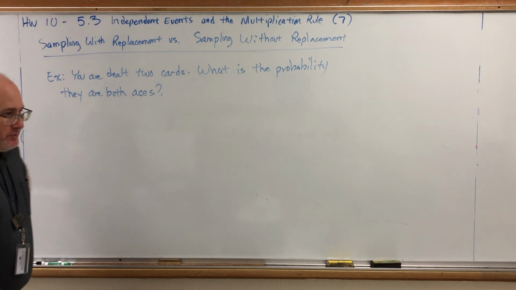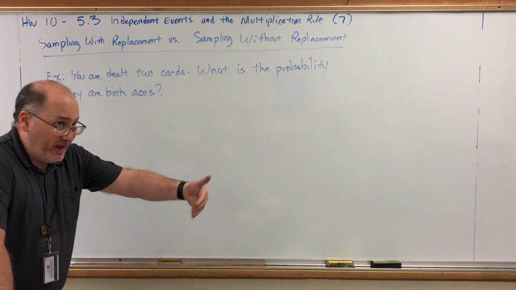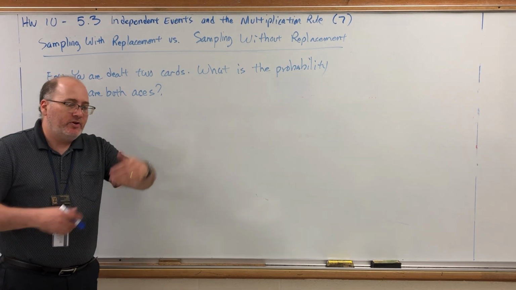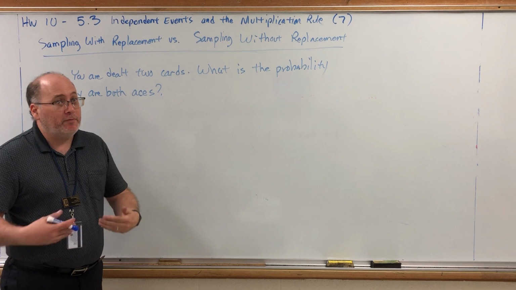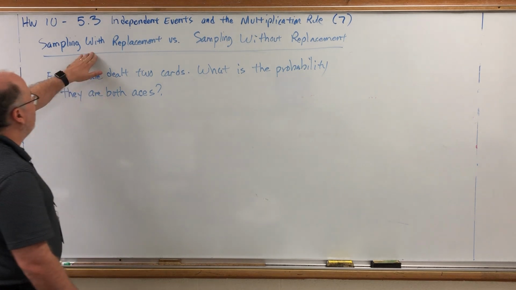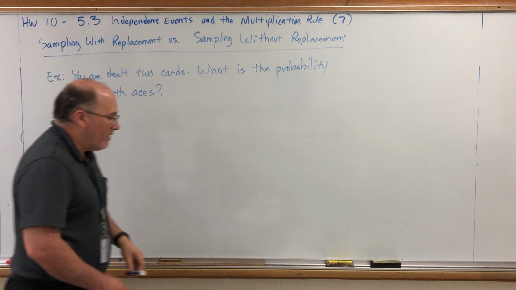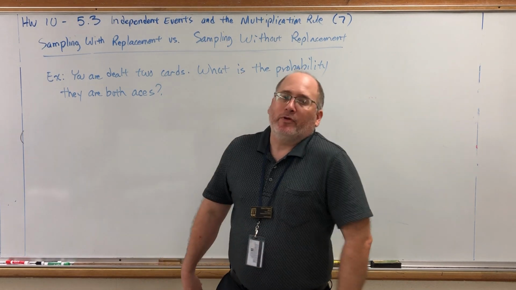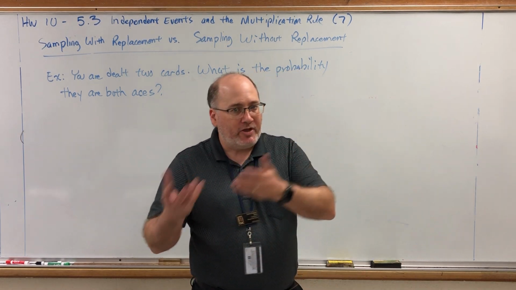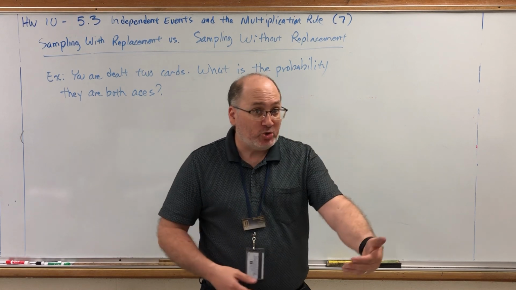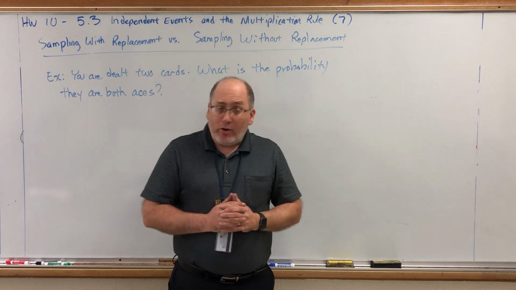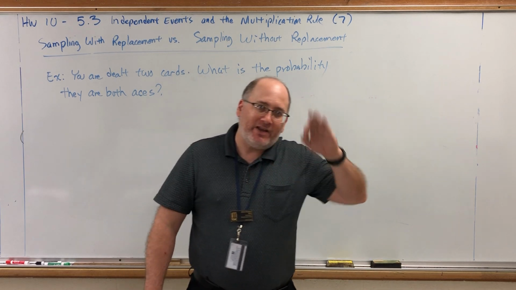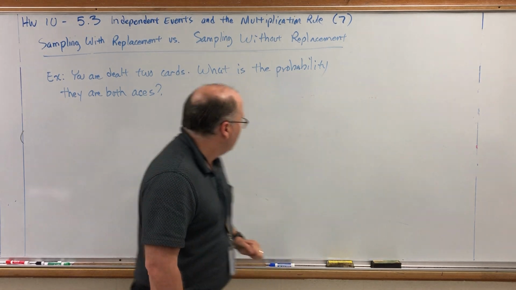Joint probabilities, or probabilities involving the word and, can get a little tricky depending upon whether or not your sequence of steps involve replacement or not. Sampling with replacement versus sampling without replacement. The name says it all. Sampling with replacement means when you choose something, you put it back and it can be chosen again. Sampling without replacement means when you choose something, you don't put it back and therefore it cannot be chosen again.